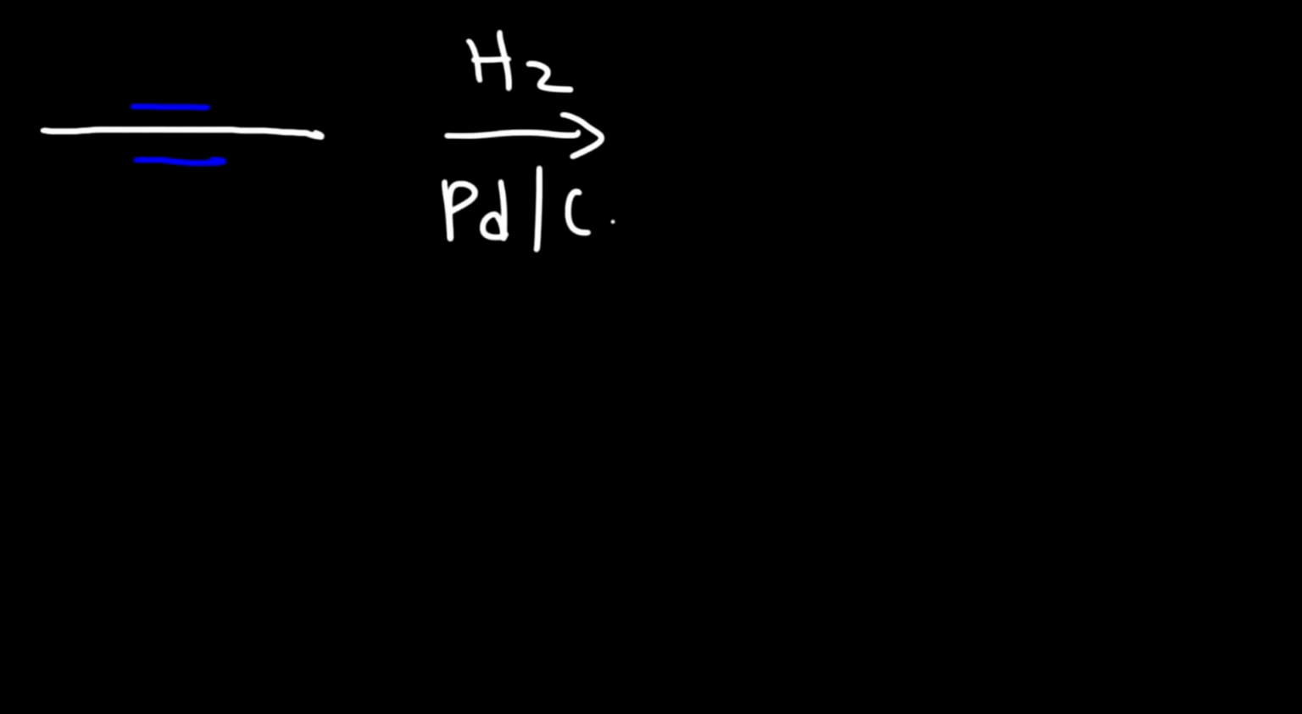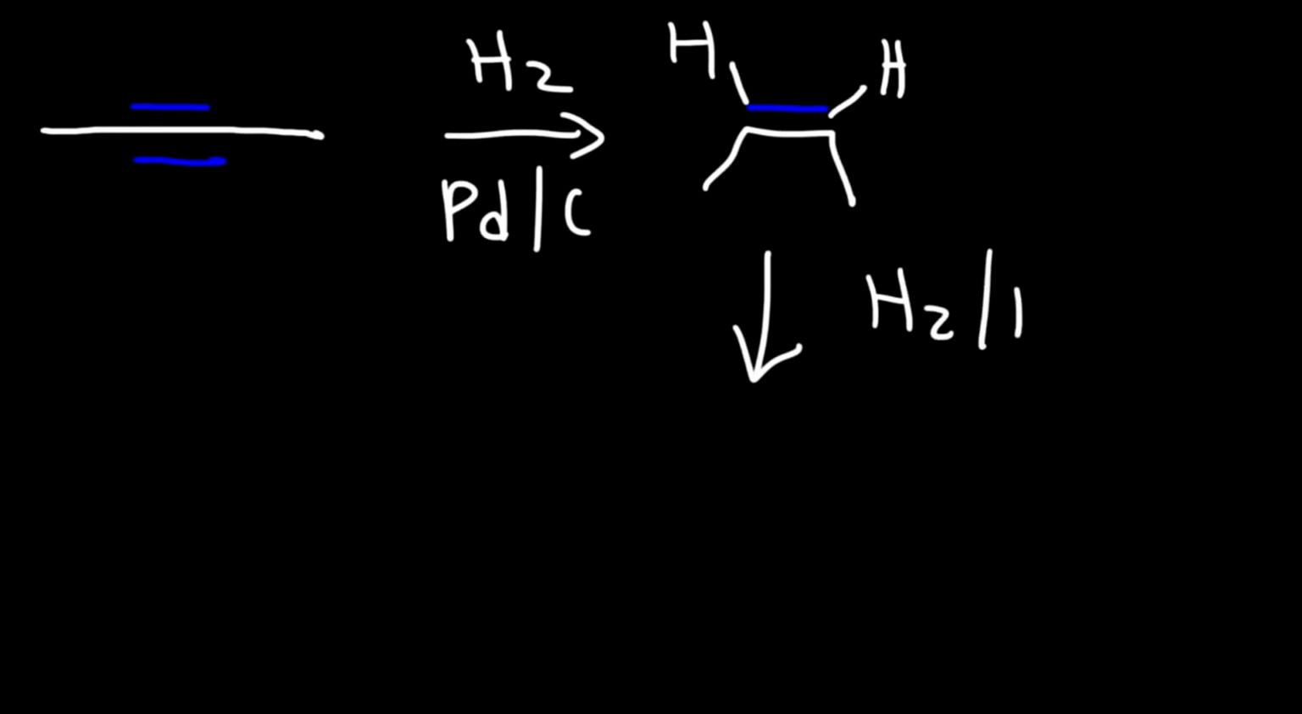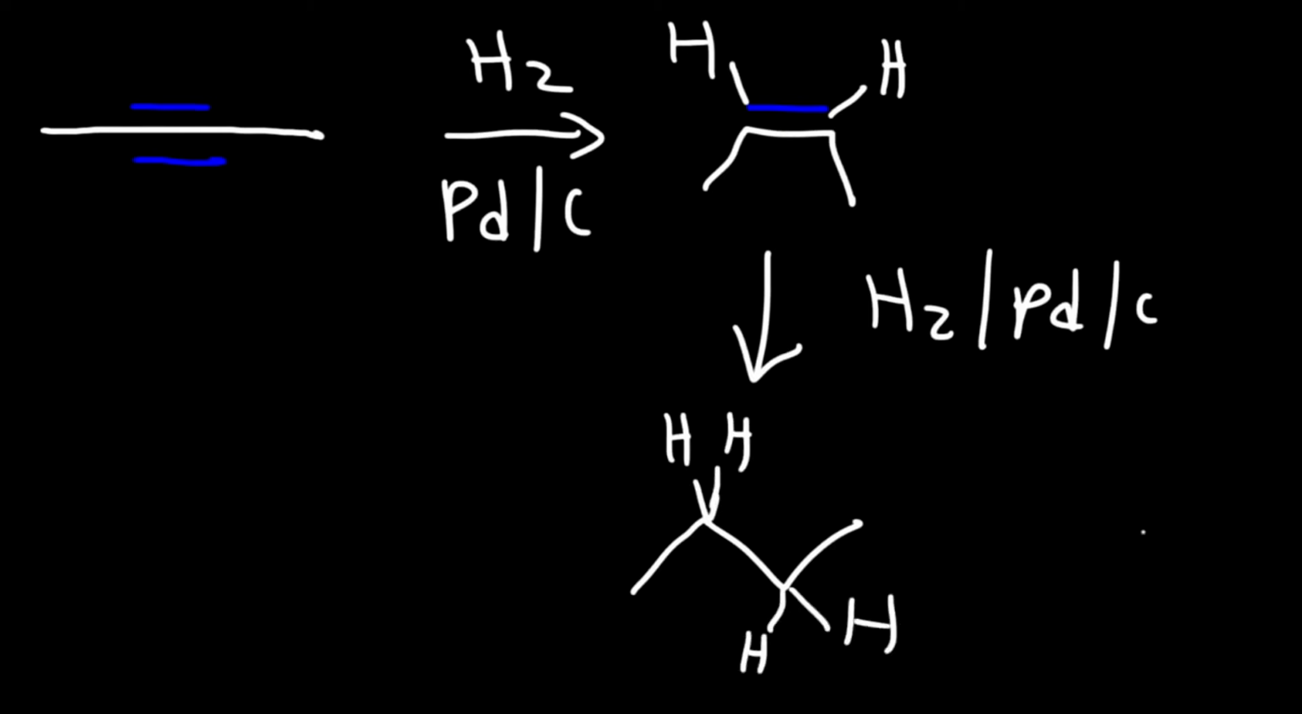Initially, when you add the first hydrogen molecule, this will turn into an alkene. And this reaction occurs with syn addition. The catalyst puts the two hydrogen atoms on the same side. Now, it doesn't stop there. Another hydrogen gas molecule will add to the alkene, turning it into an alkane. So in the end, you're adding 4 hydrogen atoms across the triple bond. So you can simply write your final answer like this.